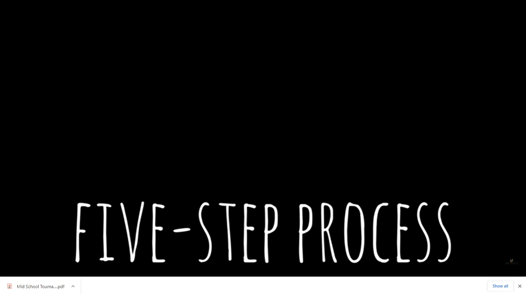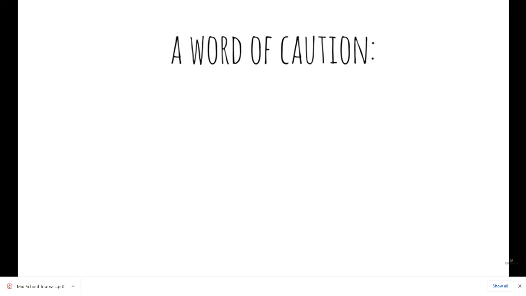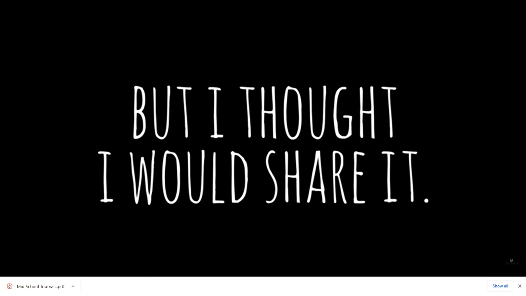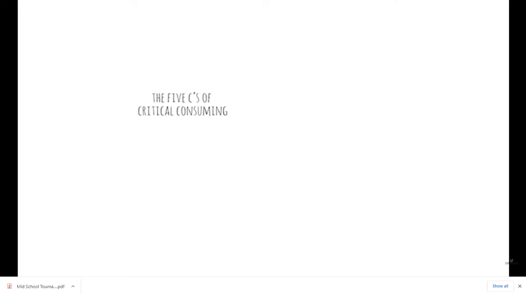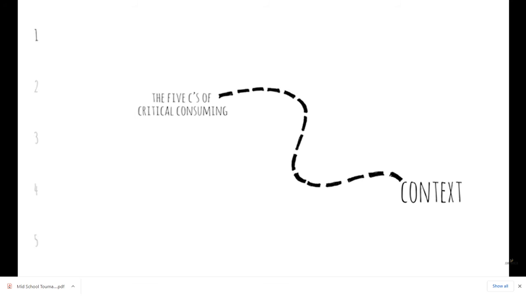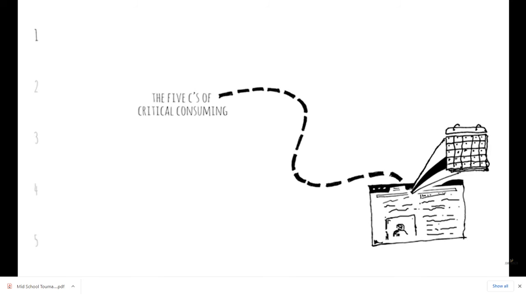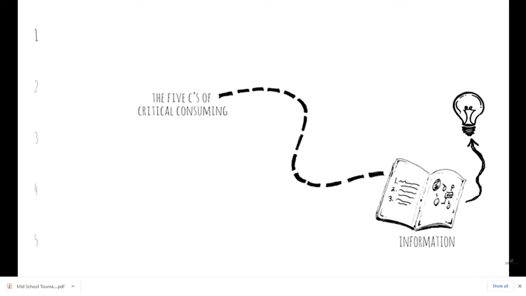Well, here's a 5-step process that I've used with students. A word of caution, it's not perfect, and there are probably other models out there, but I thought I would share it just in case you might want to use it. We call it the 5 C's of critical consuming. Number 1, context. Look at the context of the article. When was it written? Where does it come from? Have the events changed since then? Is there any new information that could change your perspective?